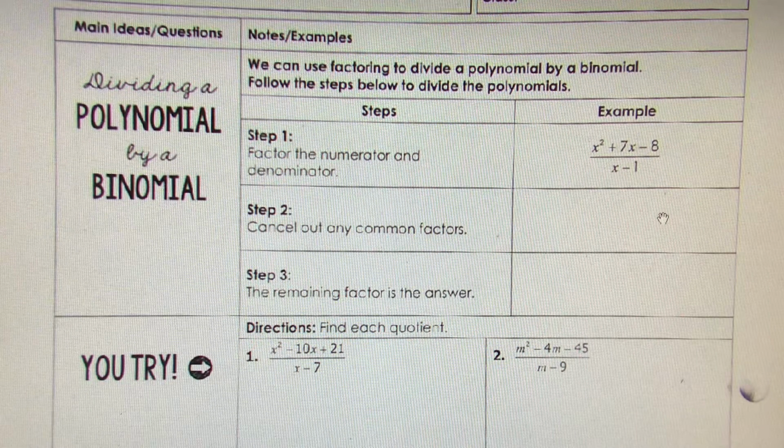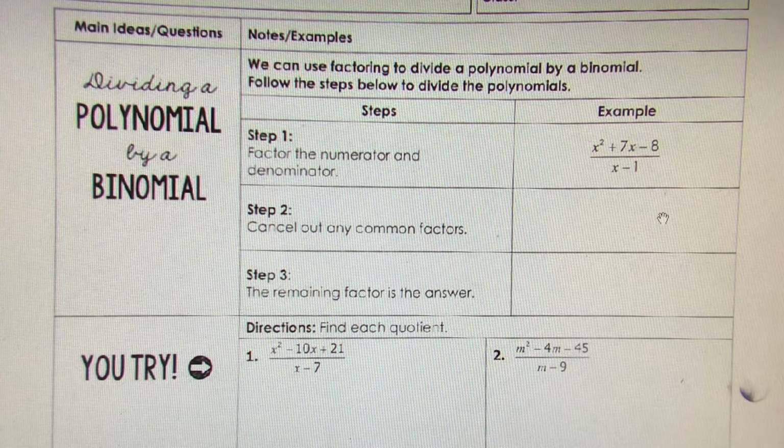This is kind of fun because what we're going to do is factor out the polynomial on top, and then we're going to look for some common factors. Then we can cancel them out, and whatever's left over is going to be the answer. So let's go for it.